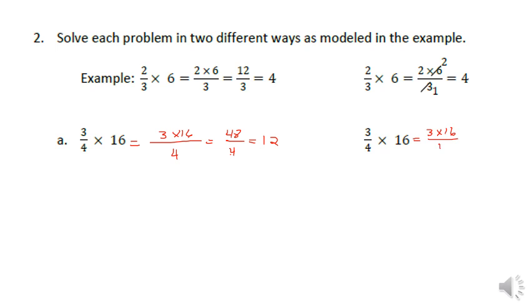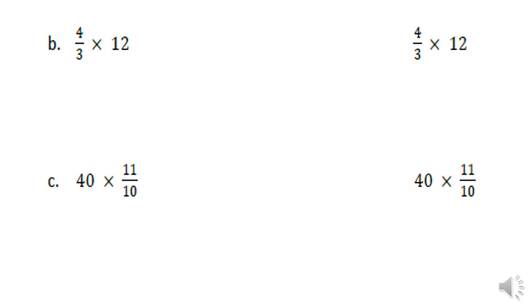Over here, we started off again with 3 times 16 over 4, and we see that 4 can go into 4 one time, 4 goes into 16 4 times. Now we've got 3 times 4 is 12 over 1, so it equals 12. Keeping up with the same way, we're going to rewrite it. 4 times 12 over 3, which equals 48 over 3.